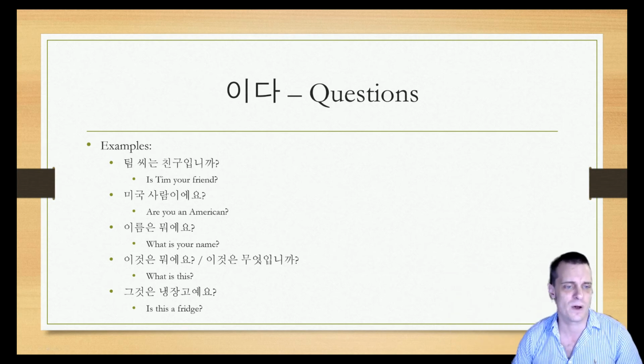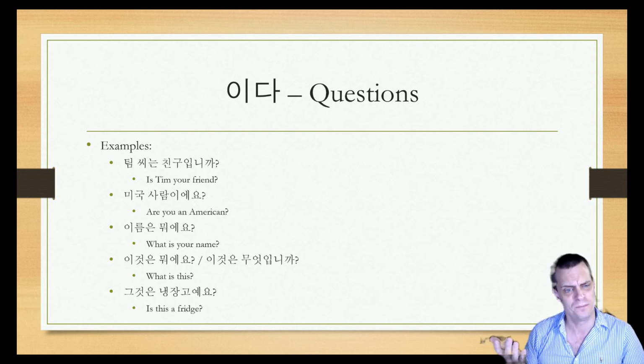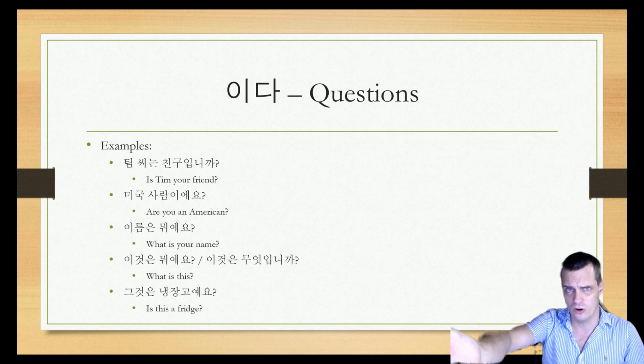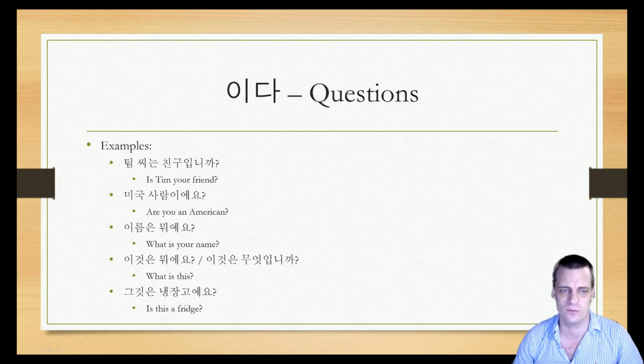All right, so next one, 이름은 뭐예요? What's your name? Much like with you, you don't say your a lot in Korean. As much as the words do exist, you generally don't say them. So, 이름은 뭐예요? It's implied your because you're talking to somebody. And in this case, the moi is, as I said, what. So, name, what is. What is your name?